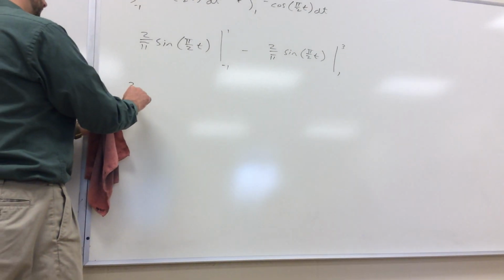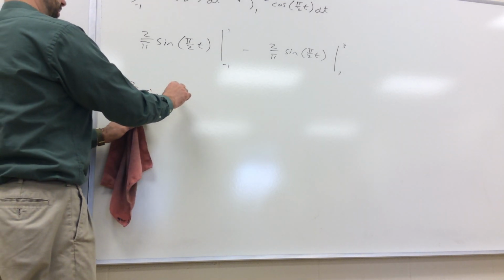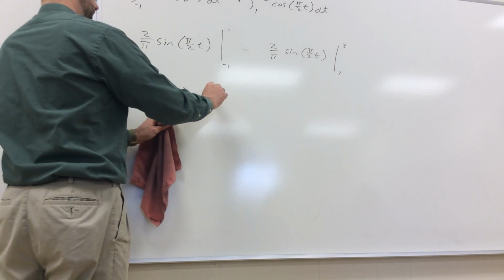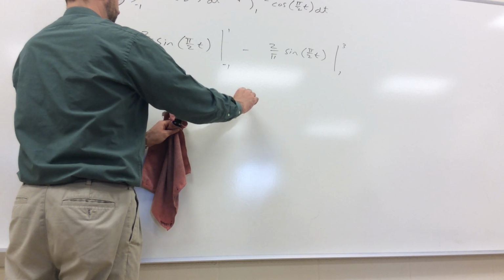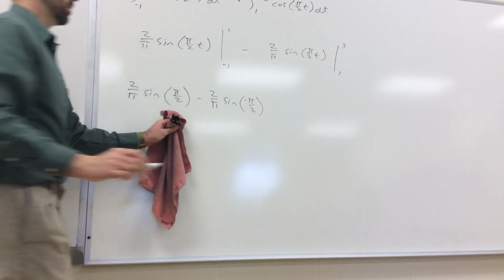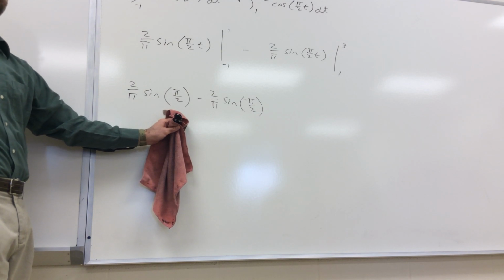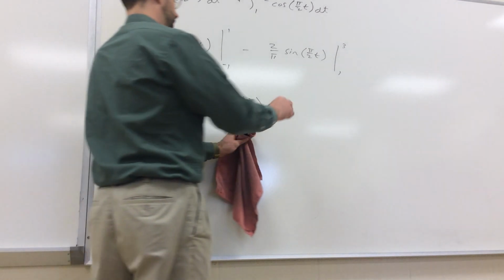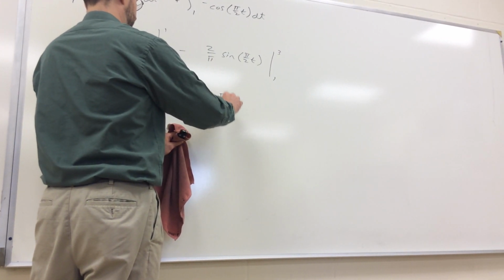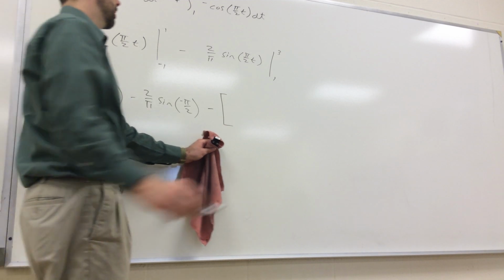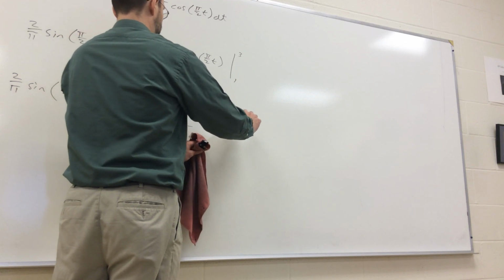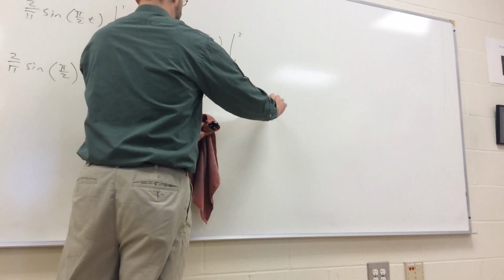So I've got 2 over pi times the sine of pi over 2, because pi over 2 times 1 is pi over 2, minus 2 over pi times the sine of negative pi over 2, then minus, better be careful, 2 over pi times the sine of 3 pi over 2 minus 2 over pi times the sine of pi over 2.